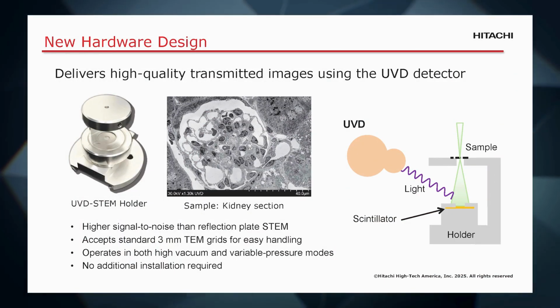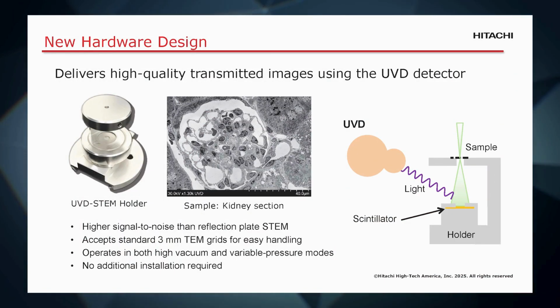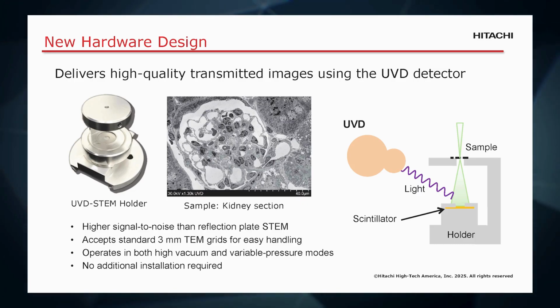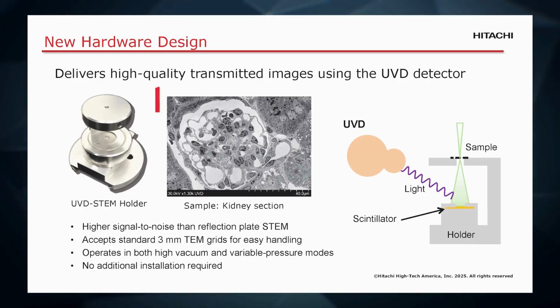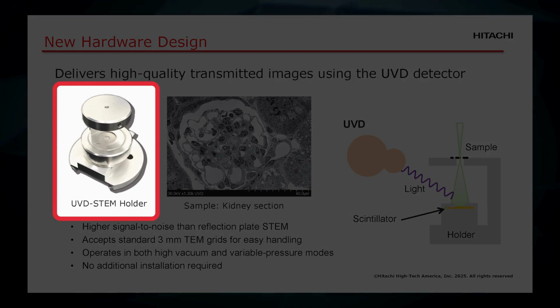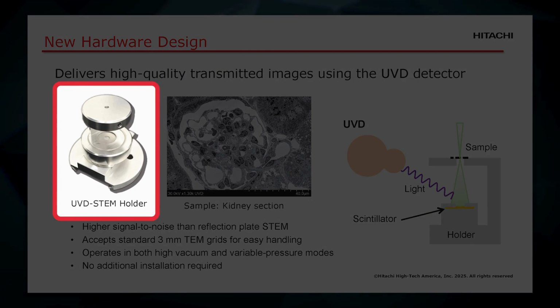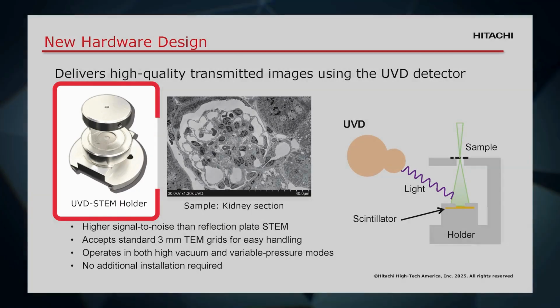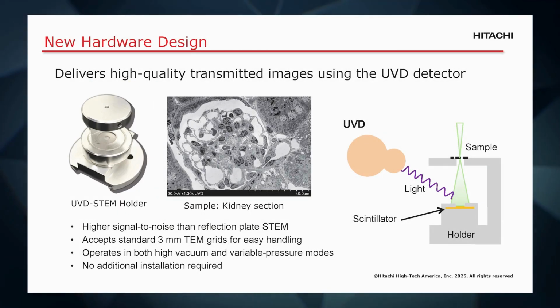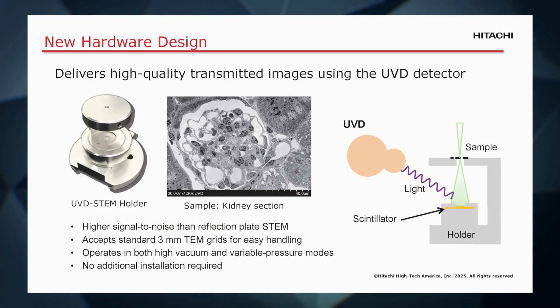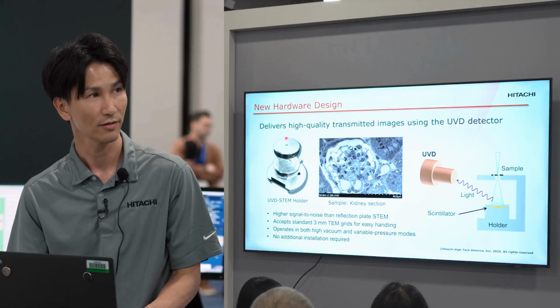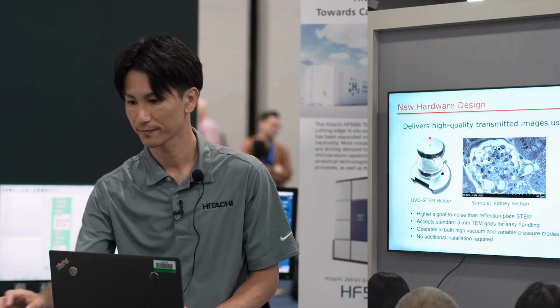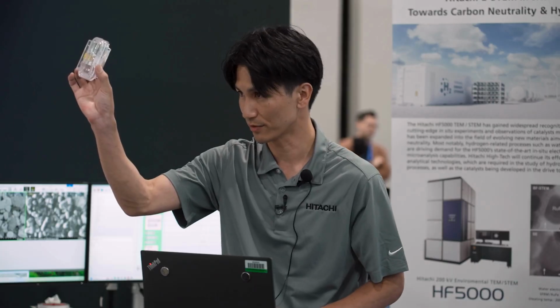And the UVD detector can also be used for transmitted electron imaging by using the UVD STEM holder. This holder accepts standard TEM grids. It works in both high vacuum mode and variable pressure mode, and no additional modification or hardware items are required. So it's very flexible and easy to use. This is the UVD STEM holder.